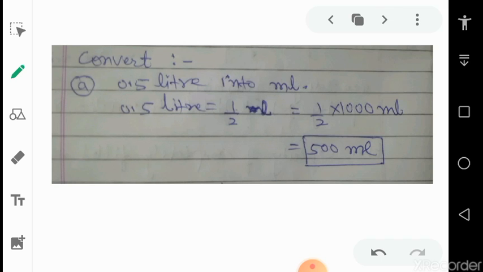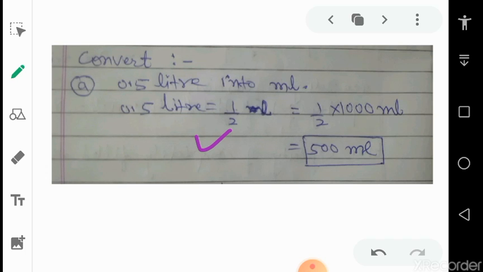So 0.5 liter can be written as half liter. Obviously 0.5 means half. Then we want to convert it into milliliter, so half is multiplied by 1000, and if we divide 1000 by 2, it is just 500 ml. It means 0.5 liter is equal to 500 ml. Again, without calculation we can find the value.